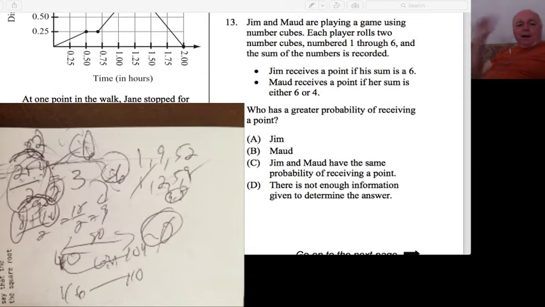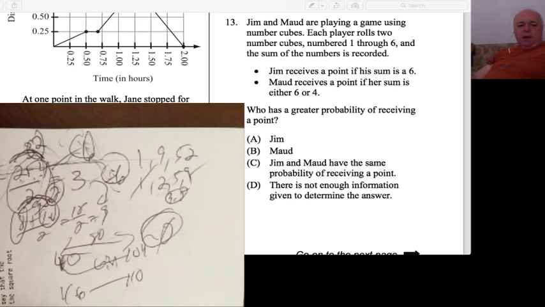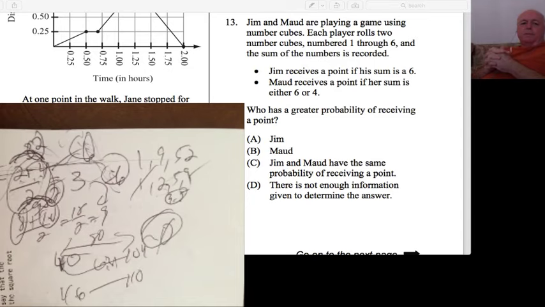All right. Let's see. So we're getting closer to half an hour here, so I guess I'll chug on for a bit more. So Jim and Maud are playing a game using number cubes. All right, so taking a word problem.